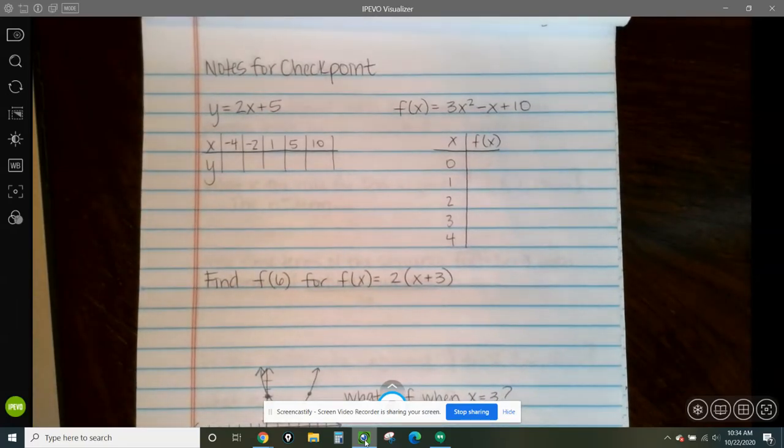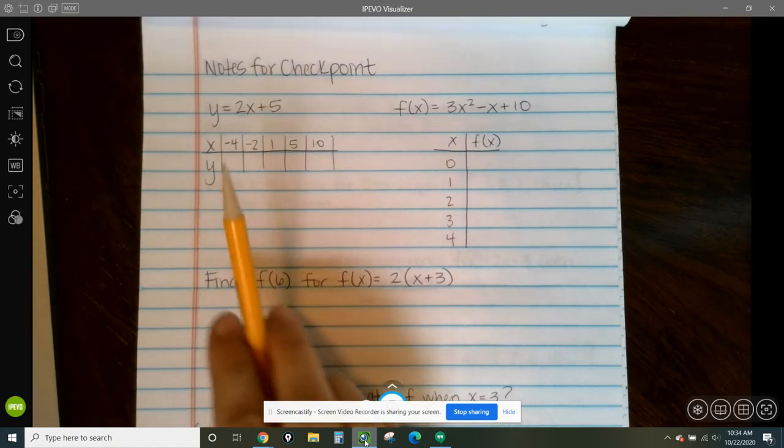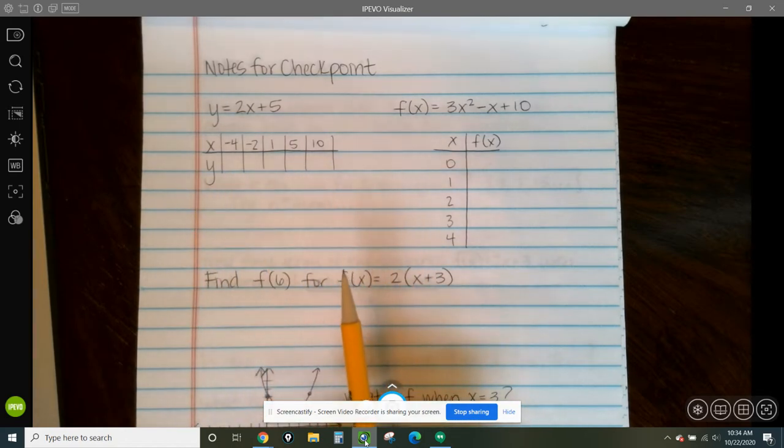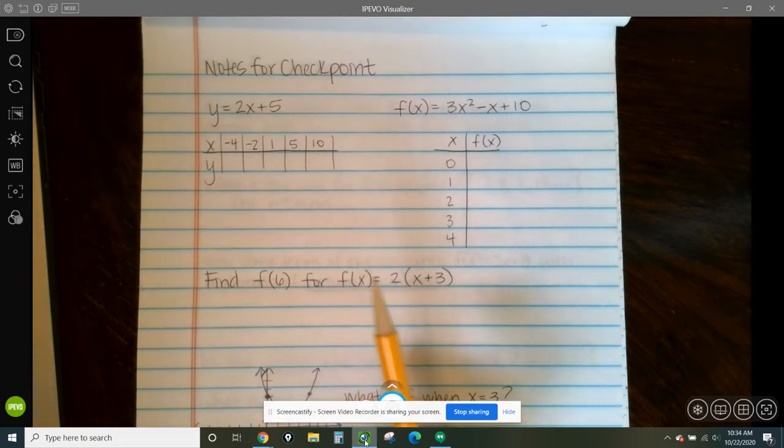So what you want to do is get a piece of paper and write down these notes with me, or I also attached a picture of this paper to this video so you can print that out and then fill it in as we go. It's up to you, but you need to make sure you write these down, and then you can use this on your checkpoint, which is right after this video. So this is very helpful.